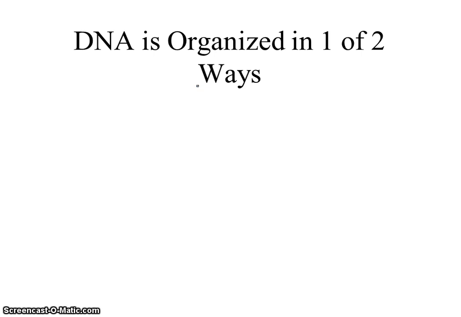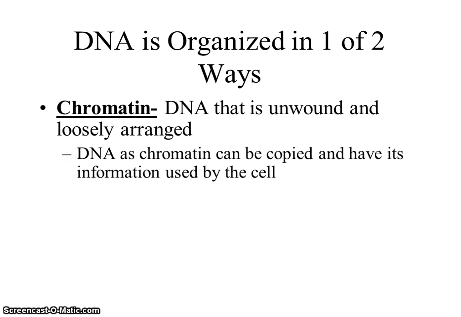When we're talking about DNA, DNA can be organized as one of two ways, depending on where the cell is at in that cell cycle. Most of the time, the DNA is called chromatin. That is DNA that is unwound and loosely arranged. When DNA is chromatin, it's really not visible. It's there, it's just that individual strands of DNA can't be seen under the microscope. It just looks a little cloudy.